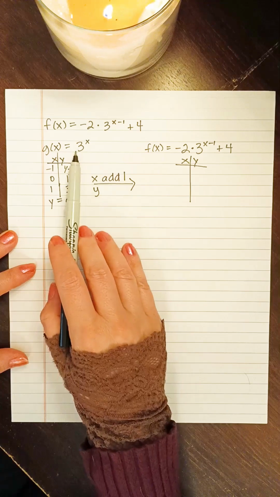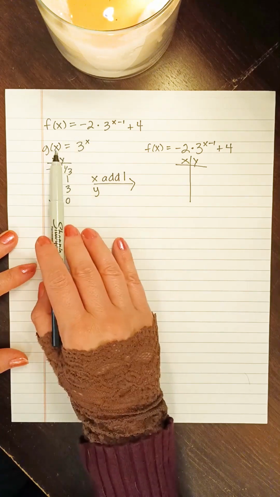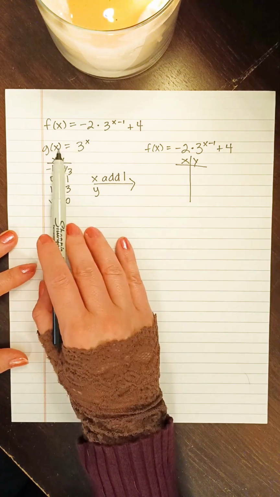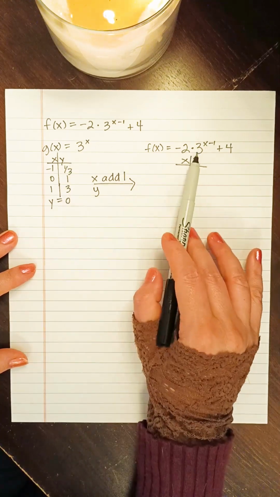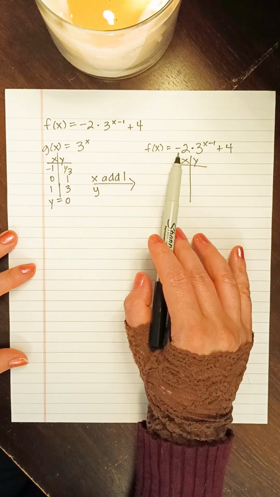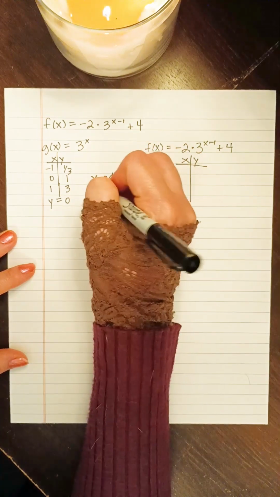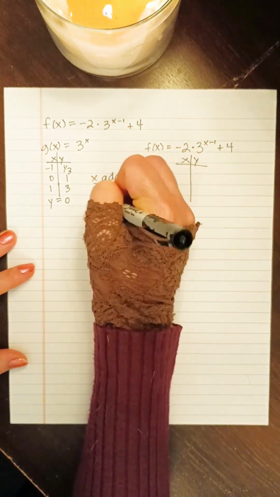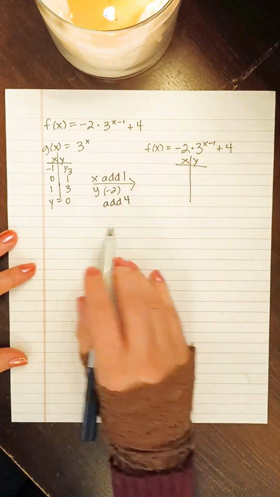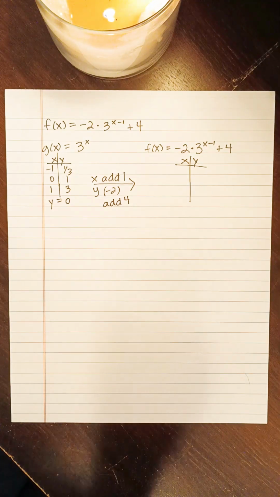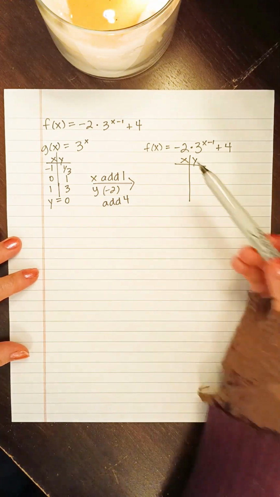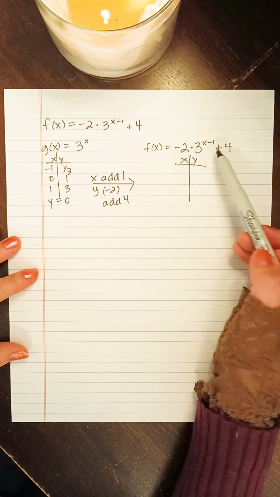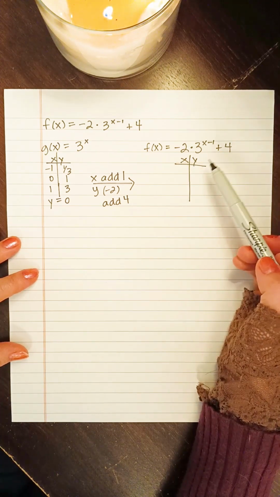And then to the y values, so g of x is function notation for y. From this y to here, we multiplied it by -2 and added 4. So we're going to multiply by -2 and add 4. So to the y, the arithmetic, however you see it is how you write it. And we'll talk more about that transformation in a minute.